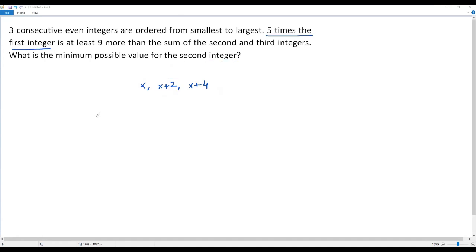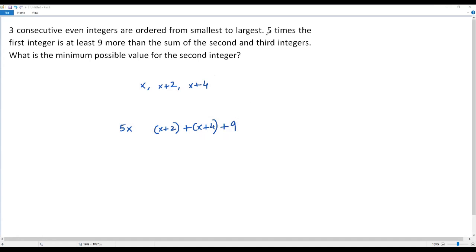Okay, now let's consider this information. 5 times the first integer, that is 5 times the first integer x, we can write 5x. And now let's consider this information. The sum of the second and third integers, that is we have to add this one and this one. Then I'm getting (x + 2) + (x + 4). Now let's consider this complete statement. 9 more than the sum of the second and third integers. 9 more than means we have to add 9 to the sum of the second and third integers. So we get a +9 over here.